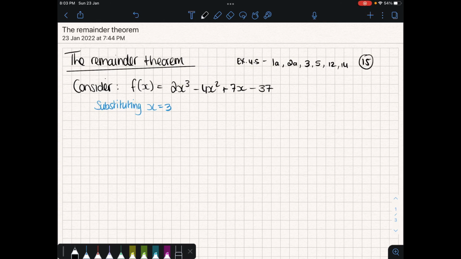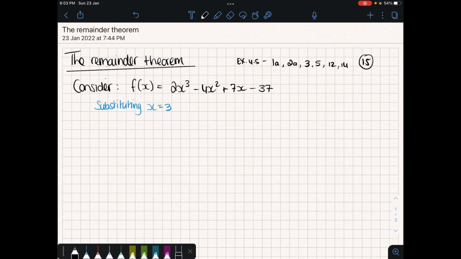So we've previously looked at the factor theorem, where if we substitute a number into a function and we get a value of 0, then we can determine that we've found a factor of that function. So today we're going to look at the same idea, except we're going to look at something called the remainder theorem. So if we take this function here, f of x, and we substitute in the value 3.